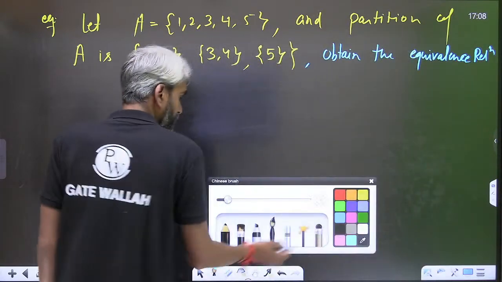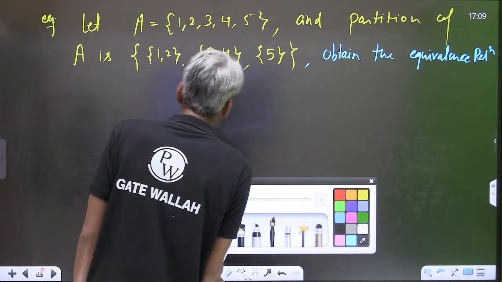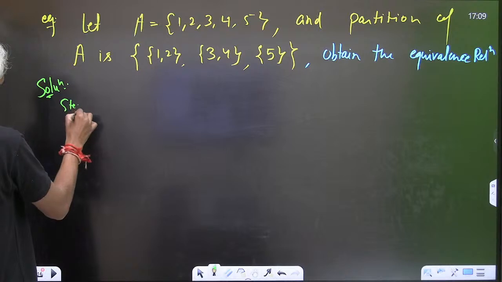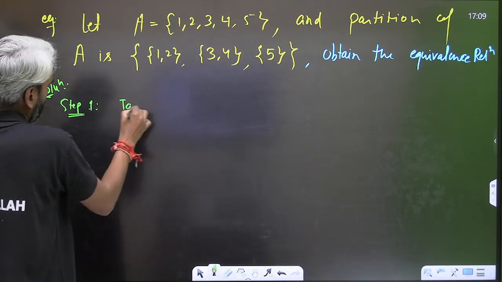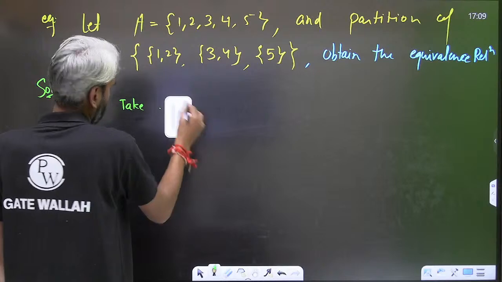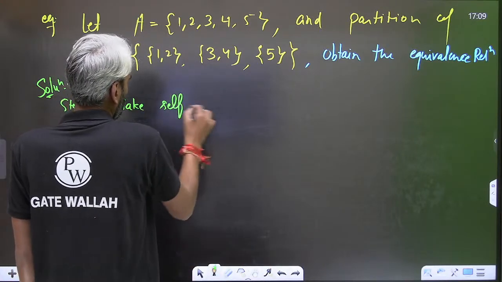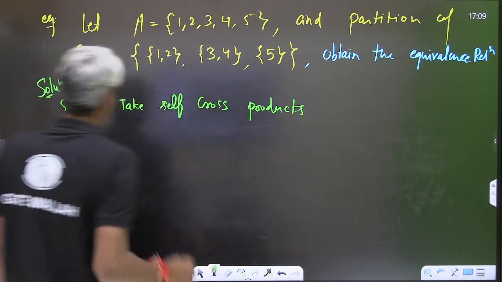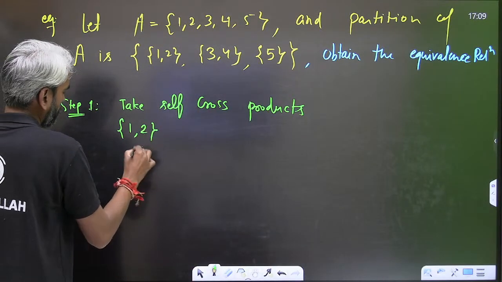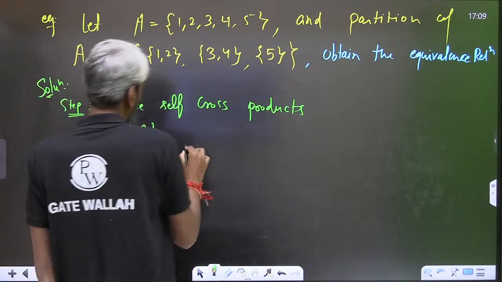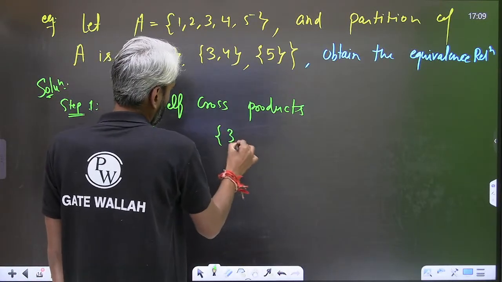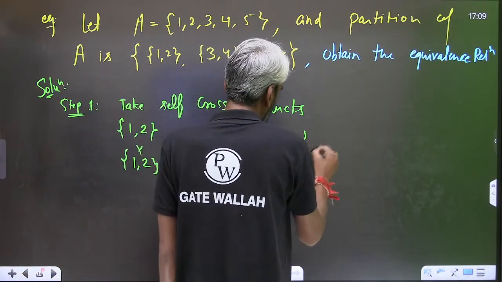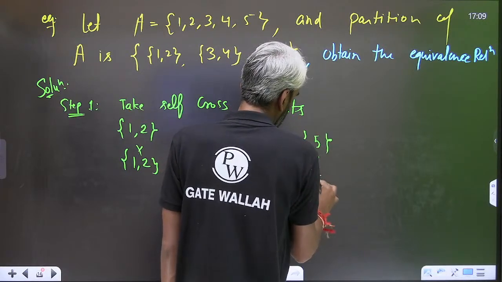The equivalence relation. So what's the process? What did I say? Step 1. Take self cross products. Perform cross product of {1, 2} with {1, 2}. Then perform cross product of {3, 4}. Partition product or cross product is the same thing. Perform cross product of {5}.